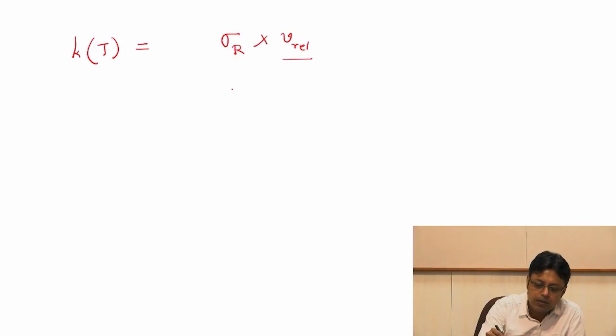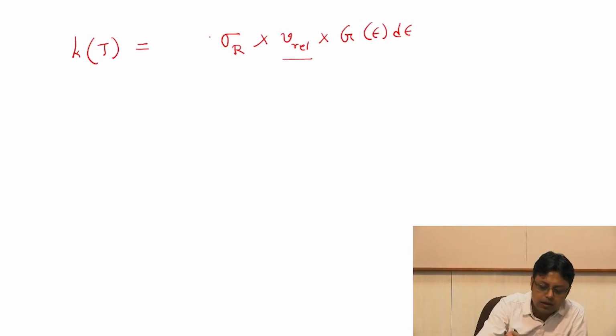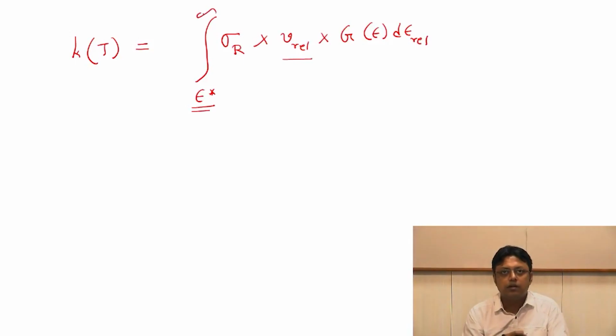And then we are basically integrating, and we are saying that all these energies will give me a reaction, and that will be the total rate constant. However, only when this relative energy has a minimum value of epsilon star and it goes to infinity. So that integral we have to solve right now.